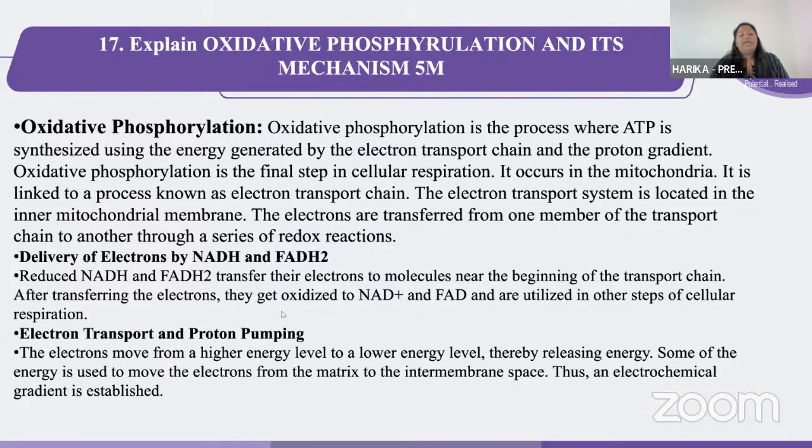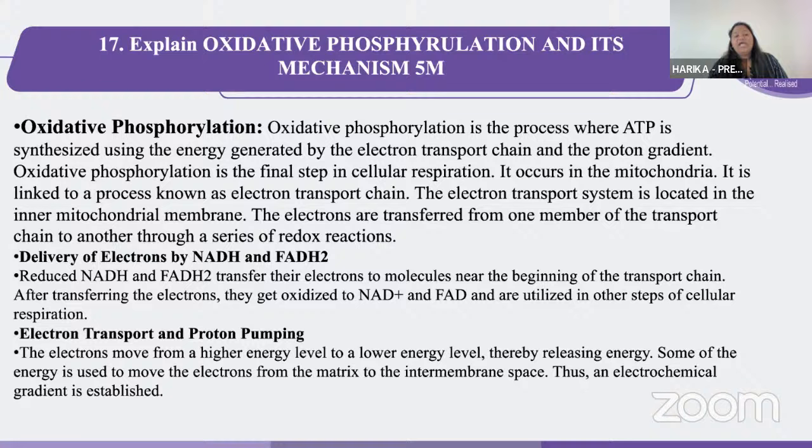Okay. So NADH and FADH2 are reduced and transfer their electrons to molecules that are near the beginning of the electron chain. After transferring the electrons, they get oxidized to NAD plus and FAD. And these are utilized in other steps of cellular respiration.